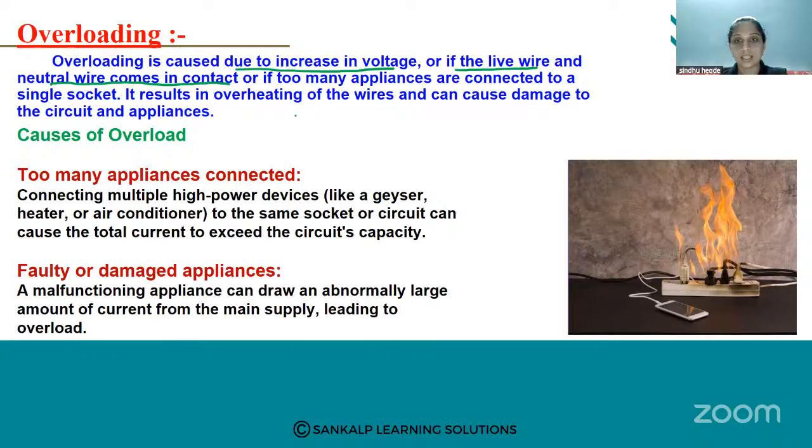When does overload happen? We know that a circuit contains one live wire and another neutral wire, right? Live wire is in red coating, right? This is your live wire and the other one is the neutral wire. It is black, right? The neutral wire is black in color, isn't it?